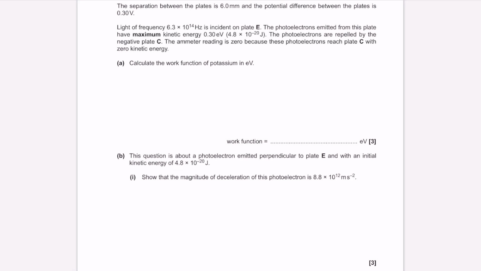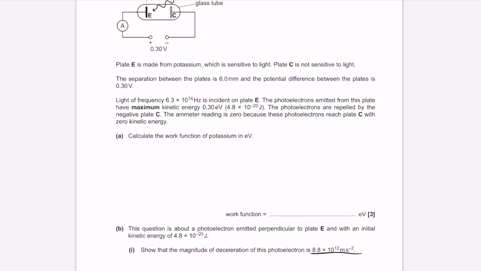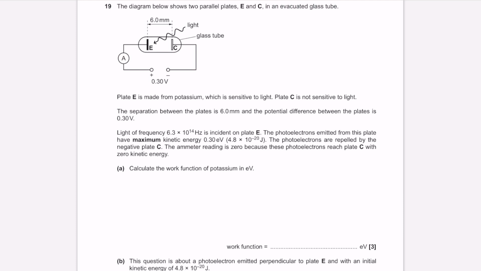We can also get show questions which involve a final value. It is really important to show our calculations. So in this case, we need to show that the magnitude of the deceleration is given by this value. Well, we need to carefully write down our equations because this is a question about an electron that is moving between two plates within an electric field.